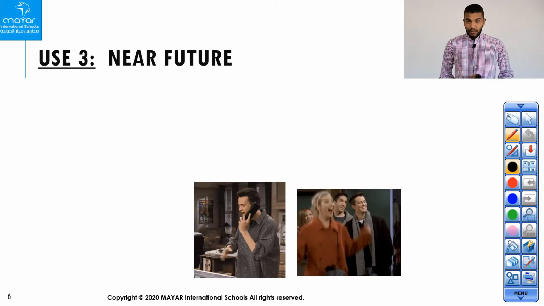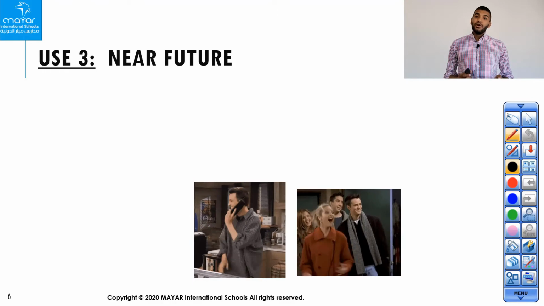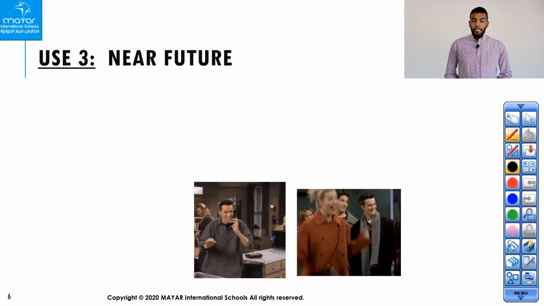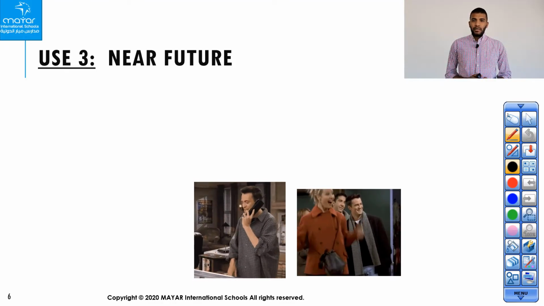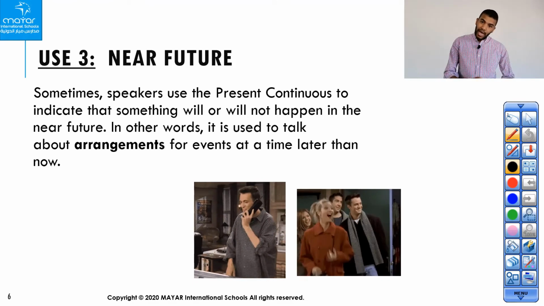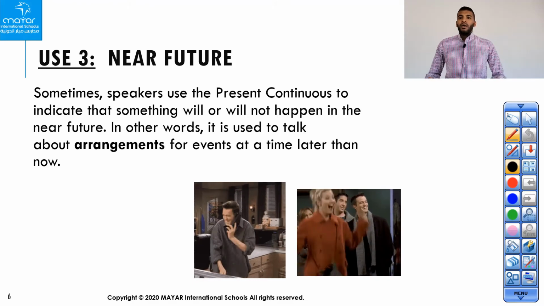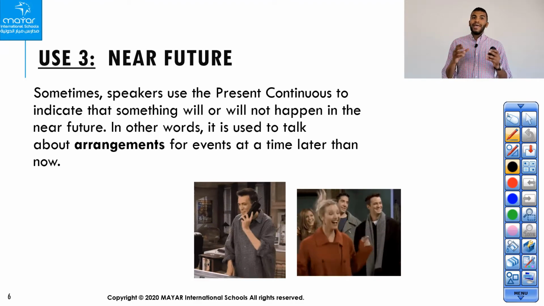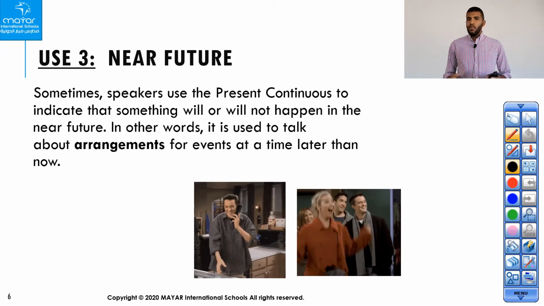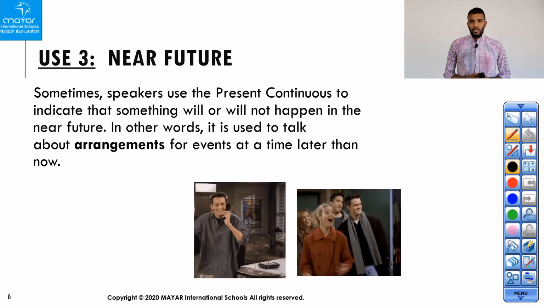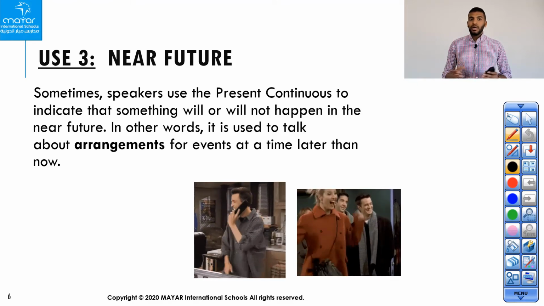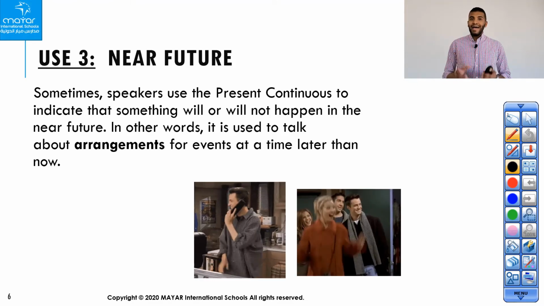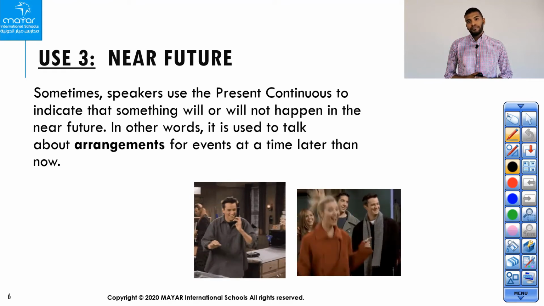The third use for the present continuous is that I use it to talk about near future or future arrangements, or things that are arranged to happen in the near future. Sometimes speakers use the present continuous to indicate that something will or will not happen in the near future. In other words, it is used to talk about arrangements for events at a time later than now.